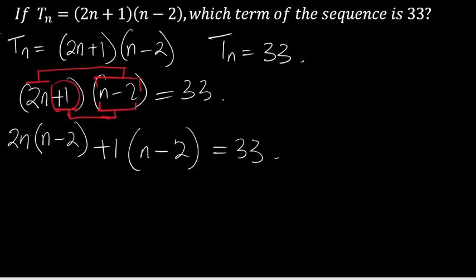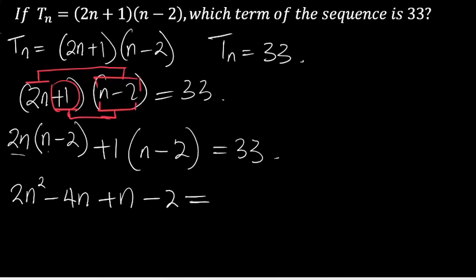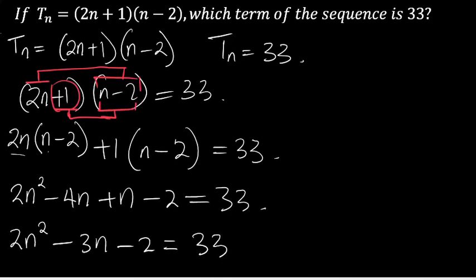So now let's open up the bracket. 2n times n will give us 2n squared. 2n times minus 2 will give us minus 4n, plus 1 times n will give us plus n, plus 1 times minus 2 will give us minus 2 is equal to 33. Now we have 2n squared, and minus 4n plus n will give you minus 3n, minus 2 equal to 33.